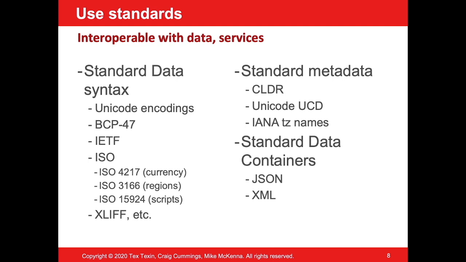There's BCP 47, which is the language tags and how you pass the names of the languages around. IETF, the Internet Engineering Task Force, and many standards with that, and also with W3C related to internationalization. A number of ISO standards, 4217 for currency, 3166 for the names of territories and regions, 15924 for the names of scripts such as Arabic, Cyrillic, Han for Chinese, Latin for most of your Western European.